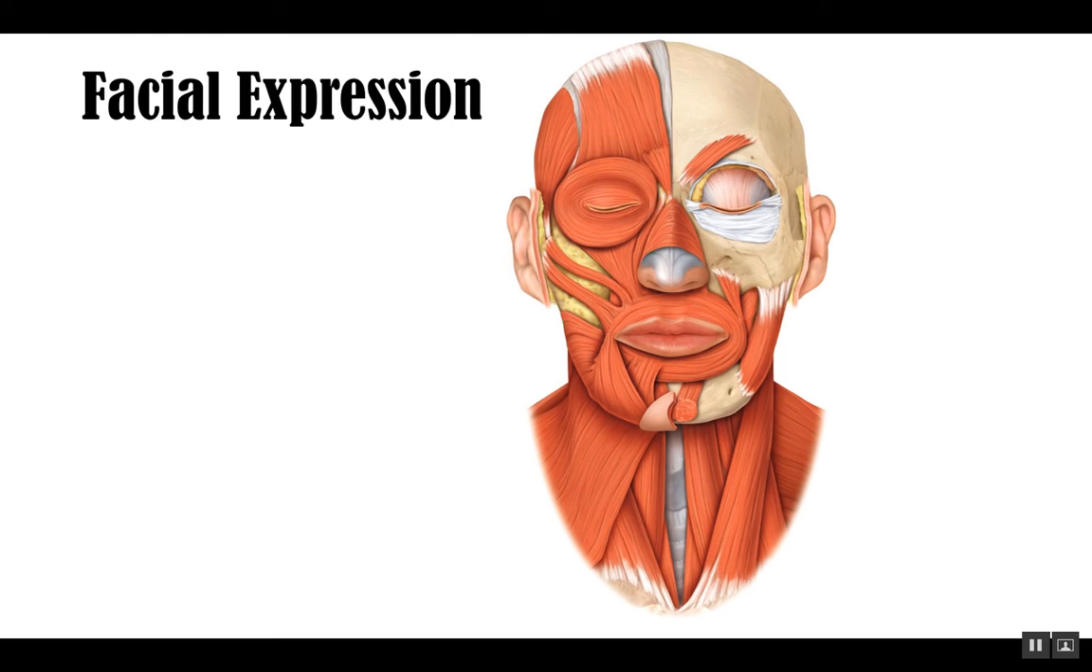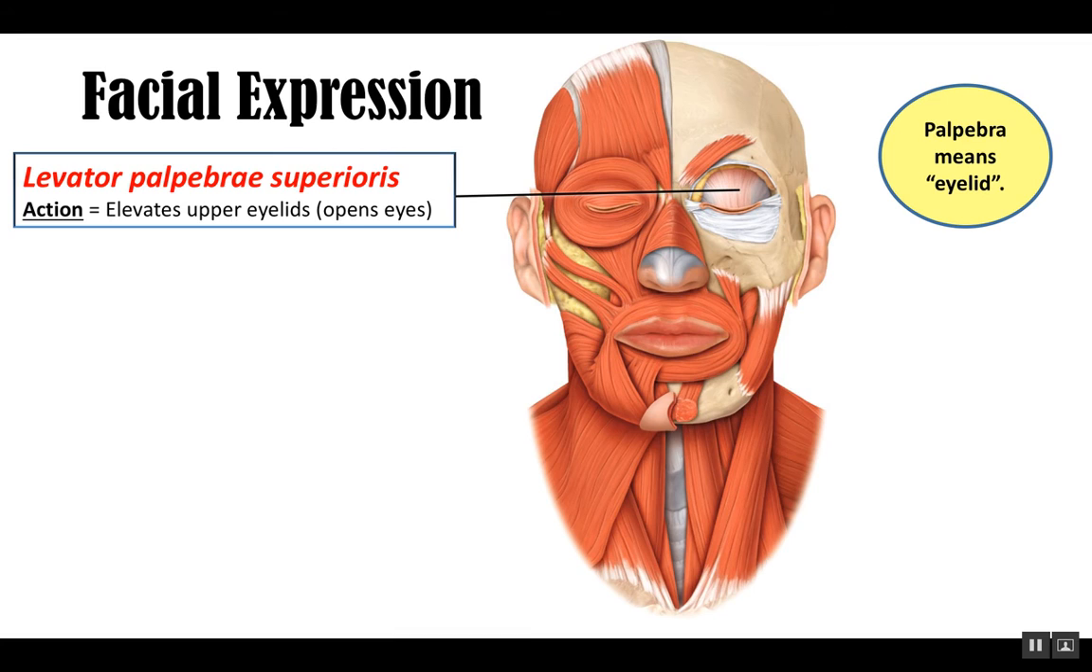Continuing with more facial expression muscles. There's the one in your eyelid. Palpebra means eyelid. This muscle in that upper eyelid elevates your upper eyelid. So they named it that. Levator palpebrae superioris. Elevates your upper eyelid. And you do that to open your eyes. So this one opens your eyes.